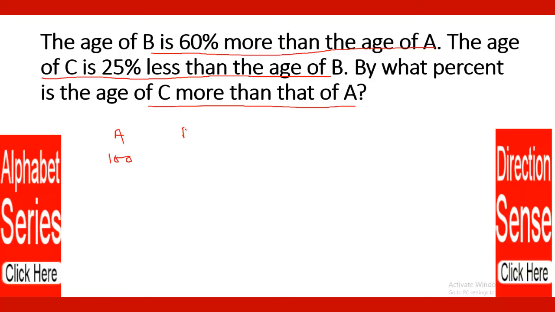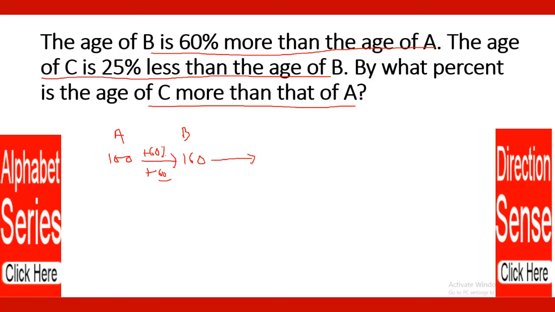So B's age will be what? It is 60% more than A's age. So 60% more means it will be plus 60. 60% of 100 will be 60. And so B's age will be 160.